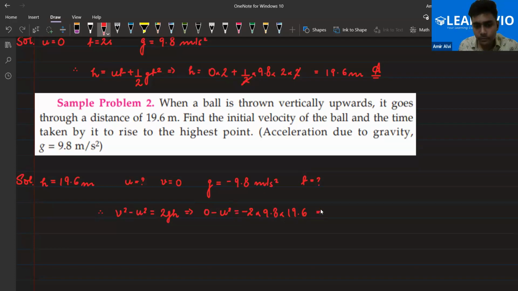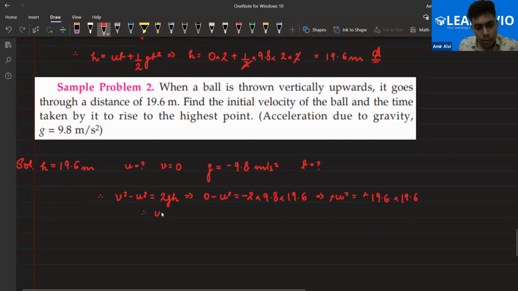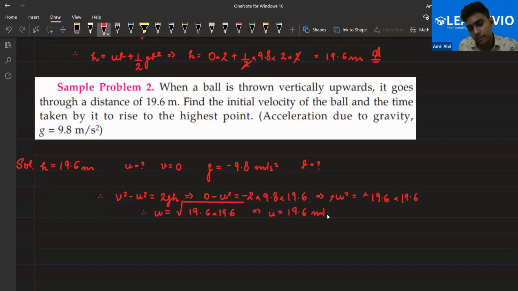Okay. So negative of u square equals 2 into 9.8, which is 19.6, into 19.6. Yes or no, everyone? The negative will get cancelled. The value of u would be the square root of 19.6 into 19.6. This is a perfect square, so I can easily take out 19.6. So the velocity with which the ball is thrown in the vertical direction is 19.6 meter per second. Is that clear?